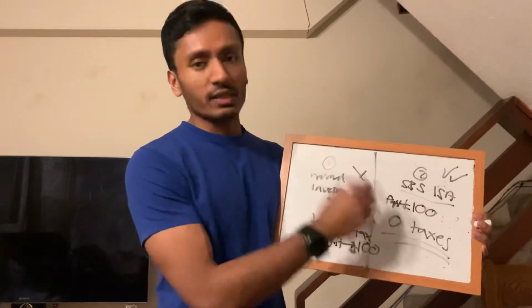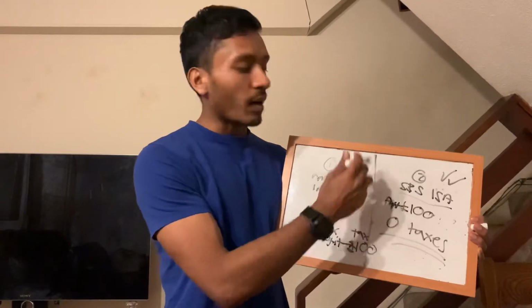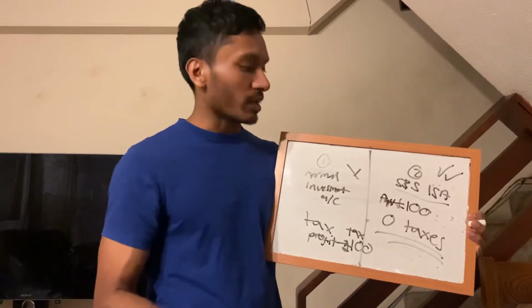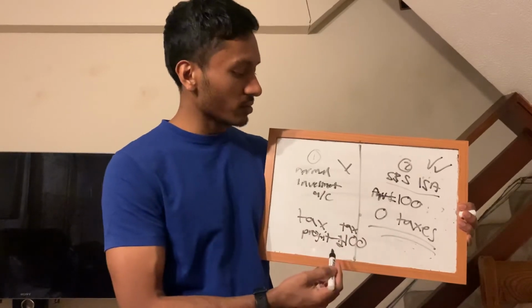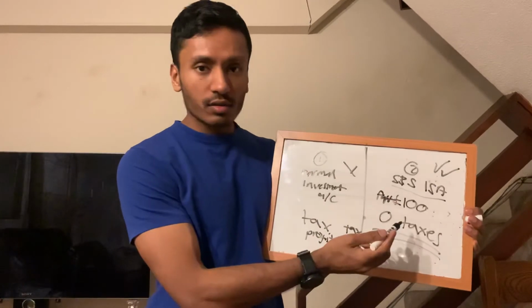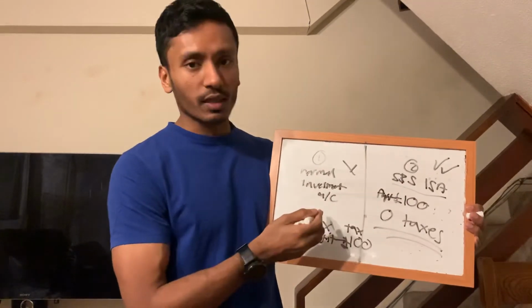Now, if you want further details on allowances and how ISAs work, then I can do a separate video on that. But the purpose of this video is just to explain mainly the two types of accounts. And companies would offer both of these accounts. They would offer a stocks and shares ISA, and they would offer a normal investment account.